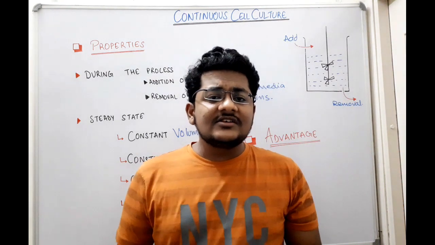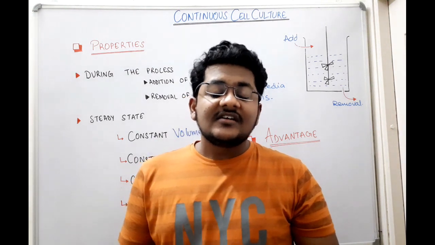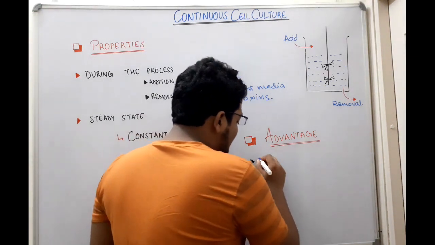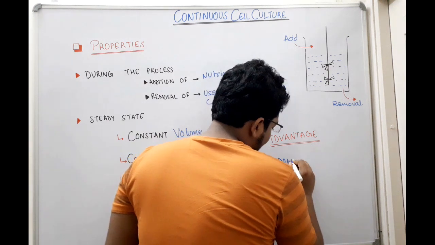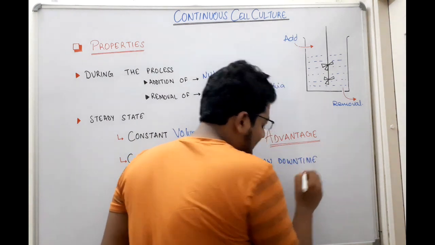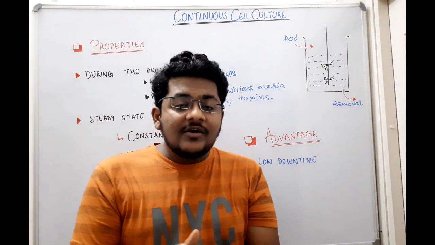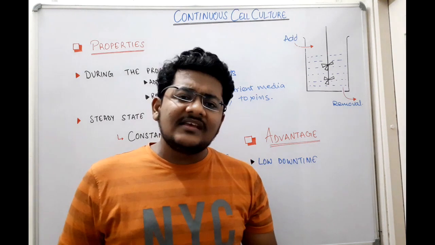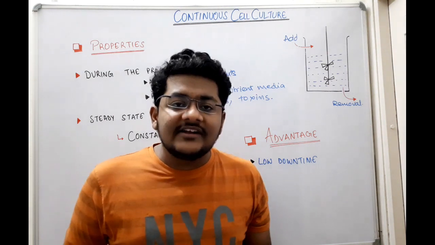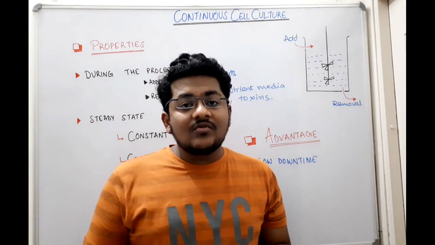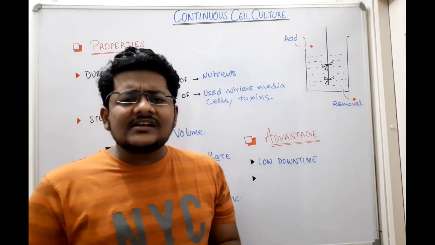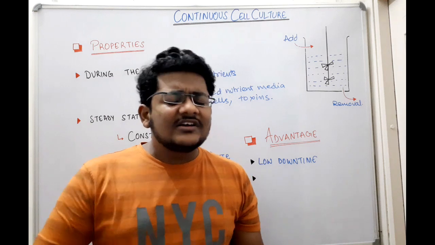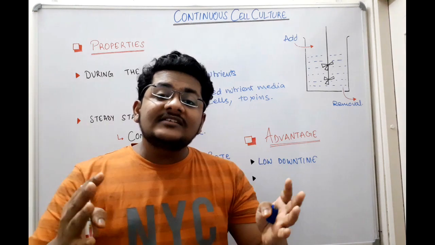Now we are going to see what are the two major advantages of continuous cell culture. The first important advantage is low downtime. Downtime is the time for which the bioreactor is not working, the time for which sterilization and cleaning of the bioreactor are carried out. But in continuous cell culture, as the nutrients are continuously added and the cells and used nutrient media are continuously removed, this process can go on for months.